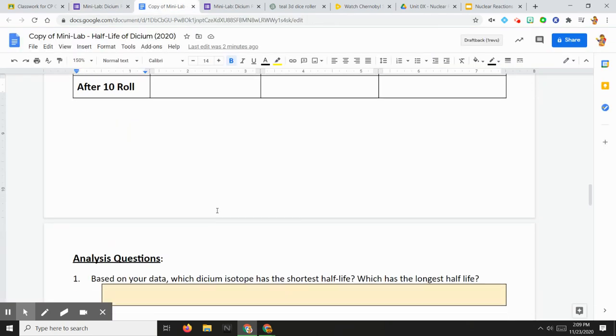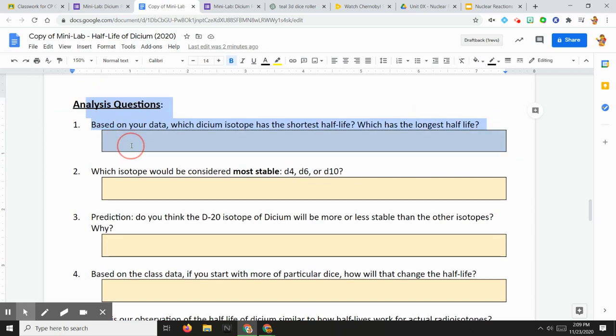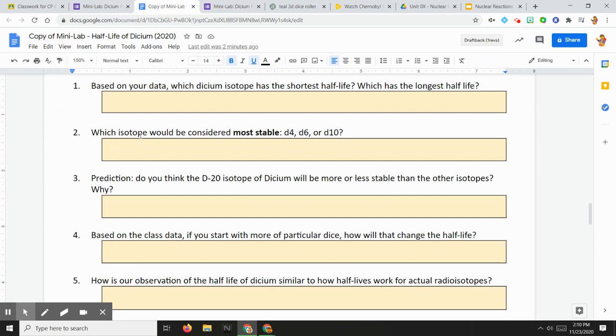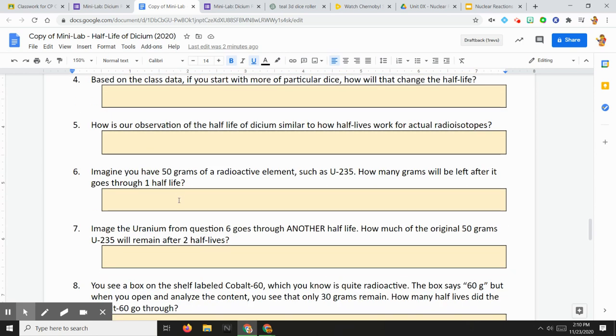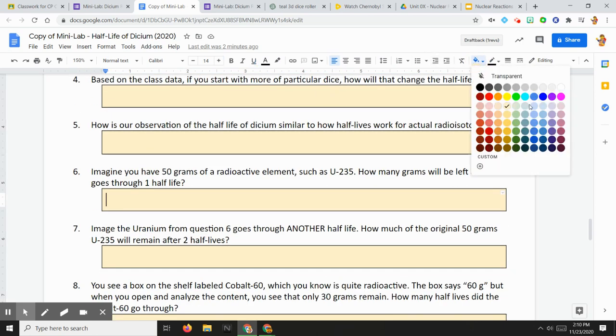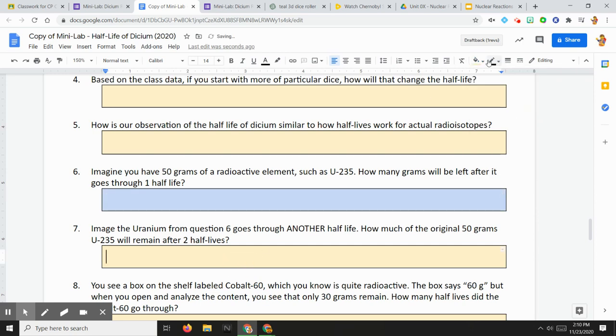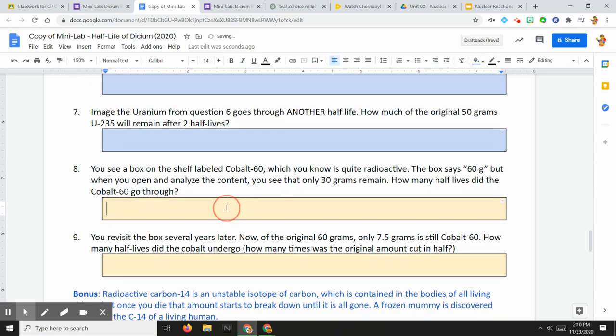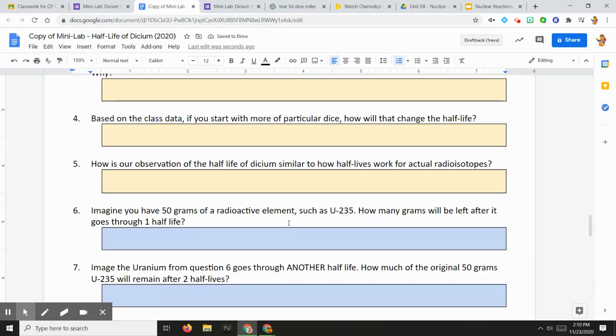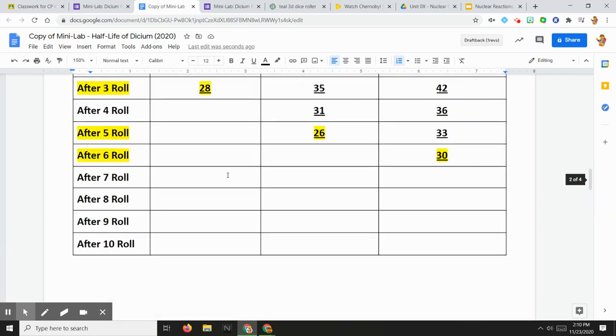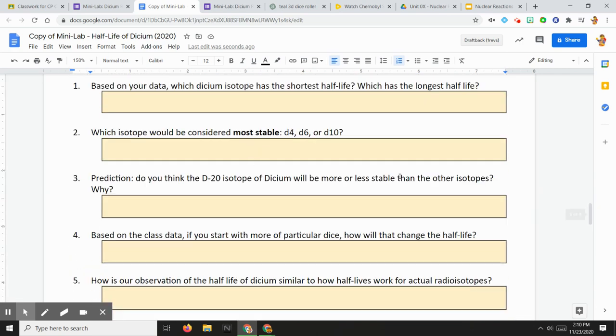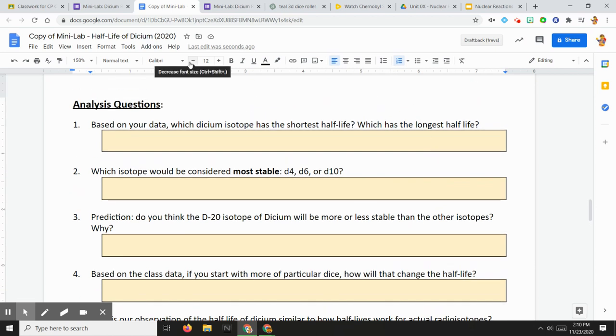So what next? Well, then you would go down here and you would answer these analysis questions. Your homework is to do numbers 1 through 5. Because we didn't have a lot of time in class, number 6, number 7, number 8, number 9, and the bonus are all bonus questions. If you do these, I'll give you some bonus points. This is a 15-point lab. 10 points for gathering the data, 5 points for the questions, or some breakdown like that. You can get up to 5 extra points for doing those bonus questions. Up to you.